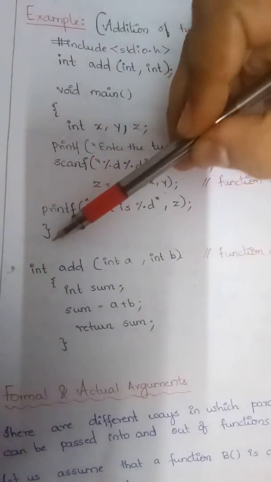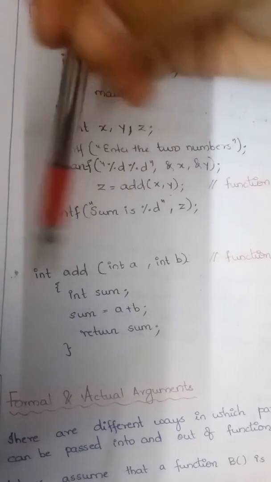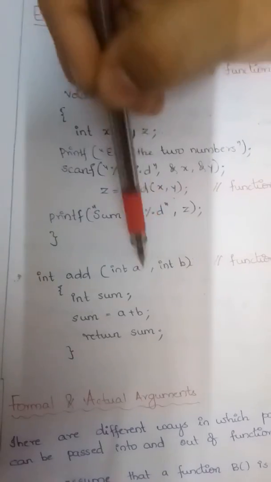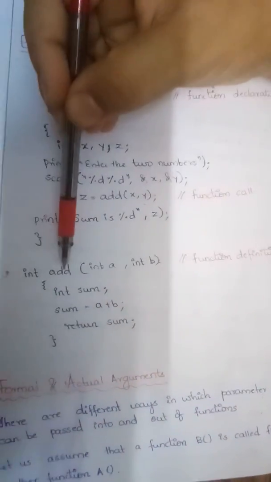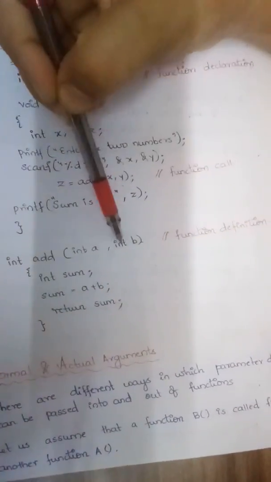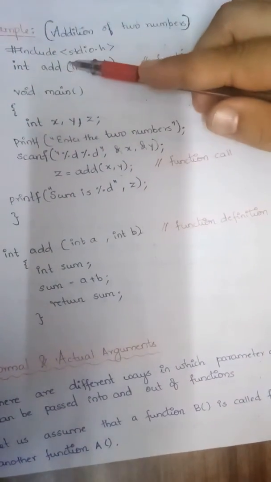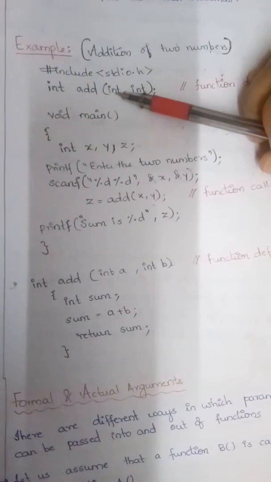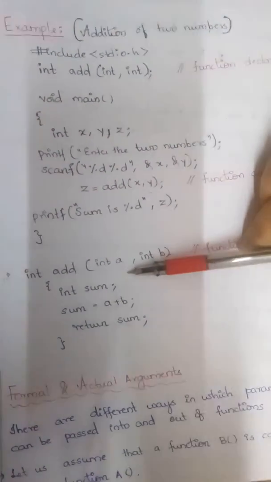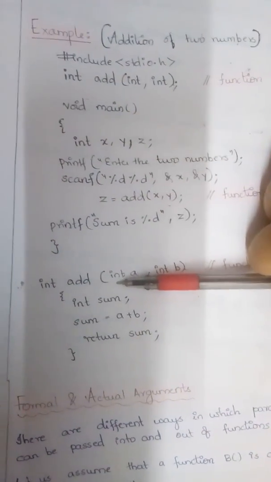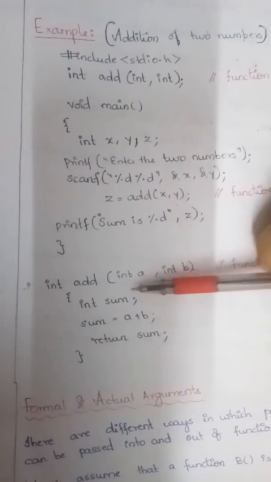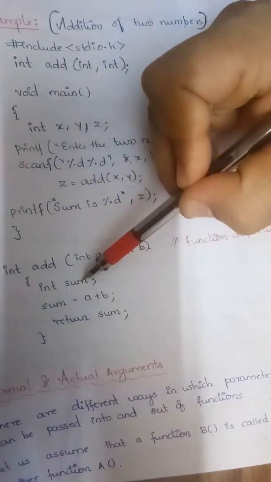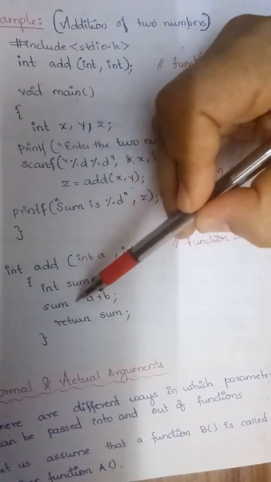See, it is defined after the main function, after closing the main function. So I am writing int, that is the return type, then the function name, then the argument list. So int add(int a, int b). Here in the declaration you have not specified x and y, you are just specifying the data type. That is enough. But when it comes to the definition you have to specify the data type as well as the variable. So int a comma int b, open your curly braces, you are declaring a variable. I am declaring a variable sum, and I am writing sum is equal to a plus b.